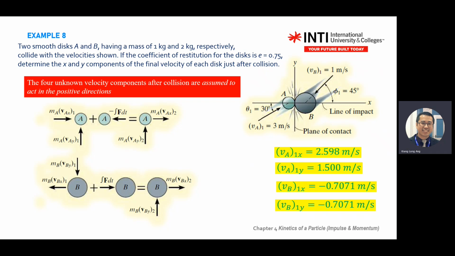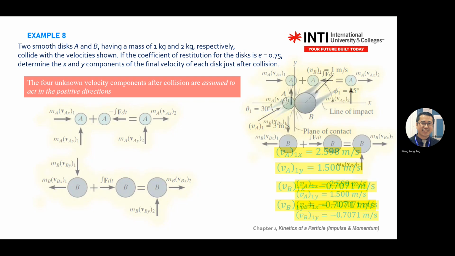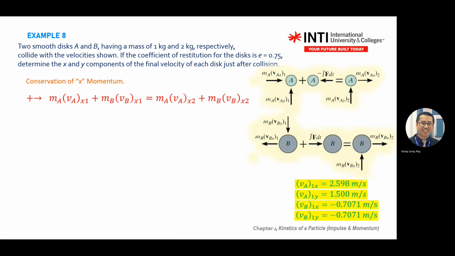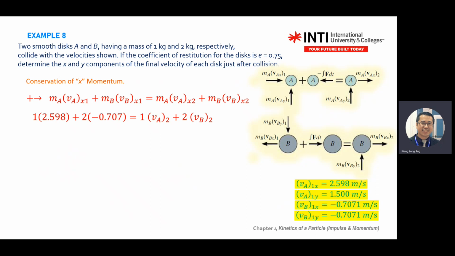Inside the equation, you will see unknown. Right? First equation, you will see three unknown. Second equation, you also see three unknown. You need one more, solved by the restitution coefficient, 0.7. Right? So conservation, you do.